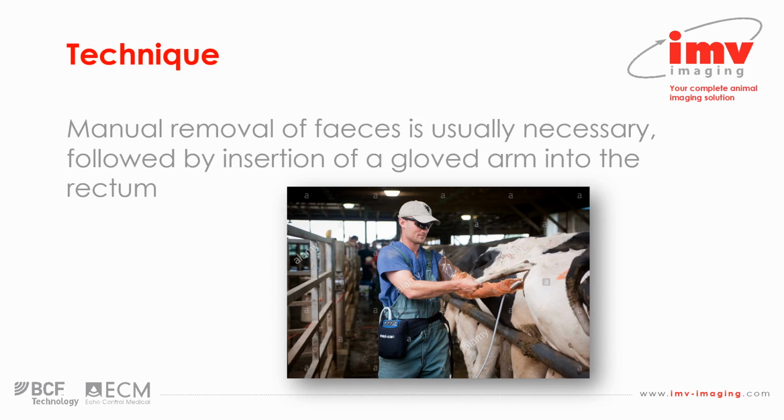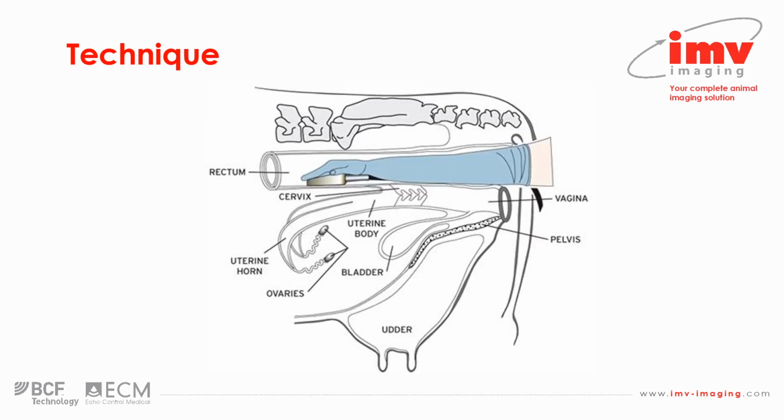So pick whichever suits you, but at least consider, if you're getting interference between the probe surface and the rectum, you're getting poor contact issues and drop out of the ultrasound image, then it may be worth considering manual removal of feces.